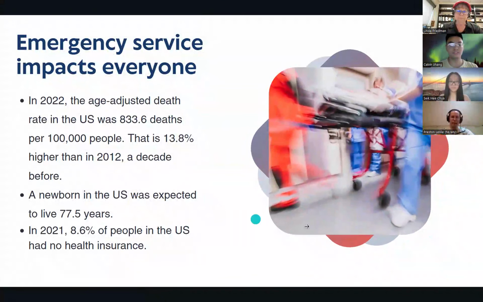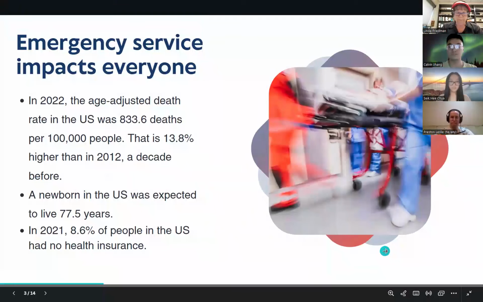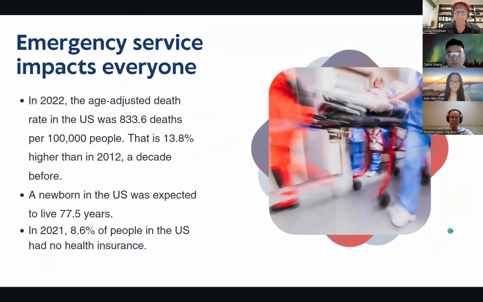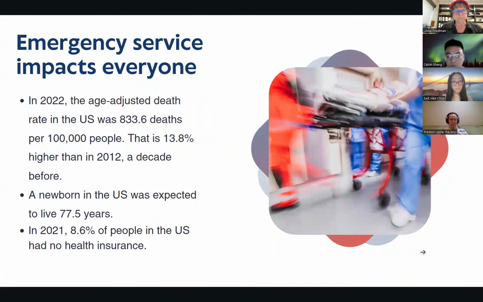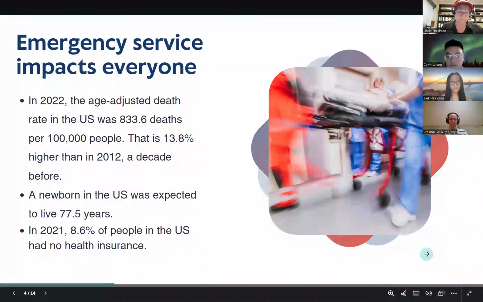So we think this is not just a hospital operation issue, it is a public health concern. For example, in 2022, the US had over 833 deaths per 100,000 people. That's a 30.8% increase compared to a decade ago. And also in the US, life expectancy dropped. Also, in 2021, 8.6% of people in the US had no health insurance. All of this puts more pressure on the emergency department. Next slide.